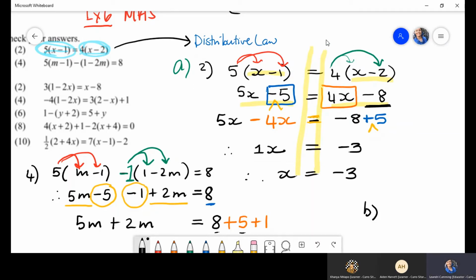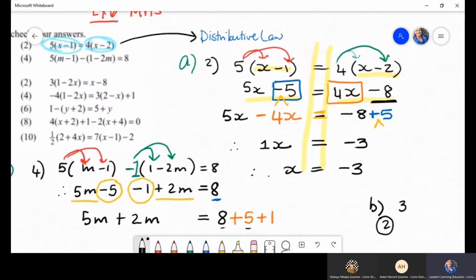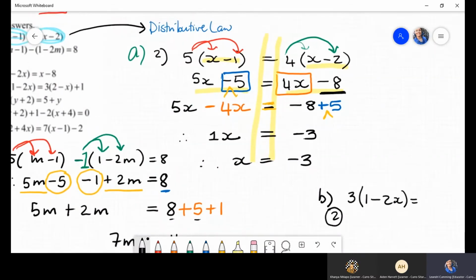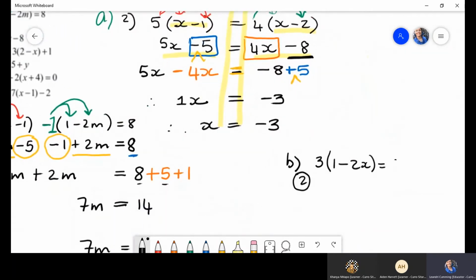Again, my distributive law, very important. I have 3. Okay, that's number 2, exercise 6, number B. 3, open bracket 1 minus 2x, close my bracket, is equal to x minus 8. Right, so let's make sure we understand how to do the distributive law again.